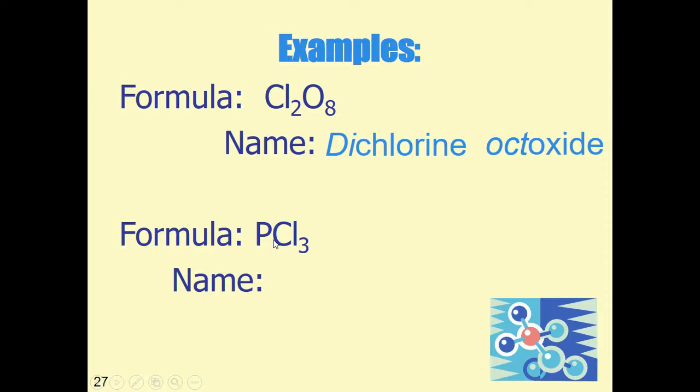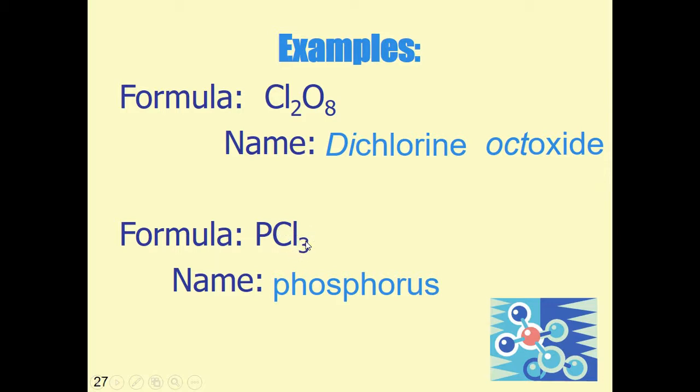Now let's look at this one, PCl3. We're going to write the full first name of the first element, so it would be phosphorus. And then we look to see how many of those we have because we need a prefix. Oh, we only have one. When you only have one, you don't write down mono. You just write down the name of the element. So that's phosphorus.